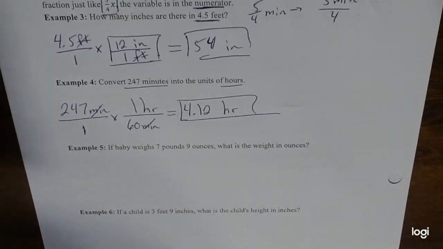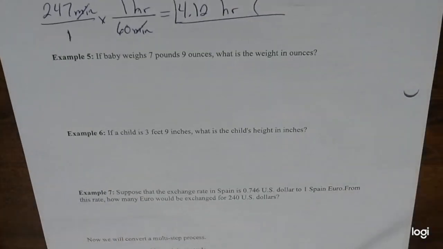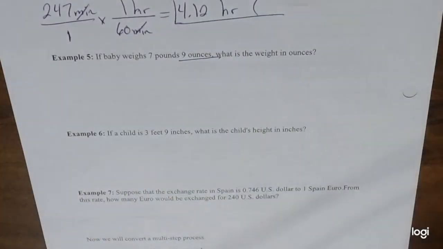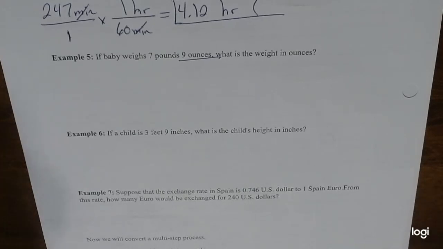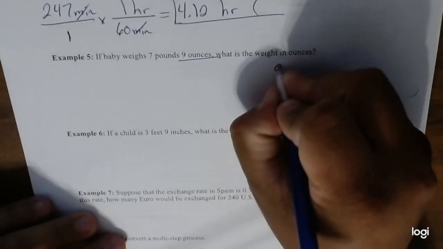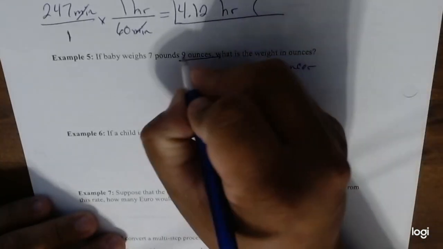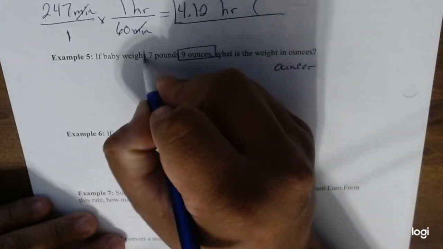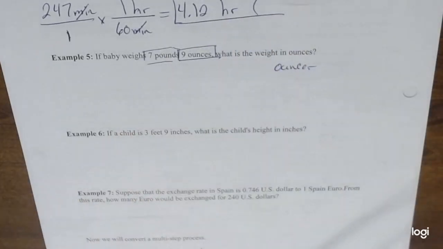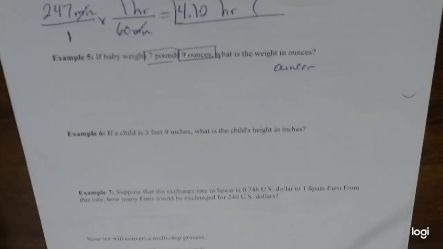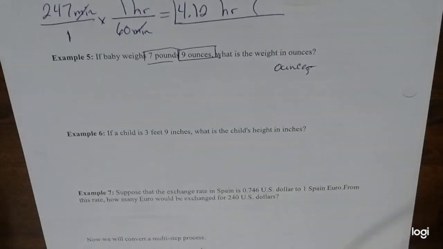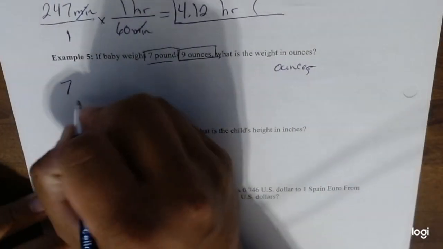All right, so the next one. This one's a little tricky. Actually, 5 and 6 are pretty tricky based off that. So you see you guys are paying attention when it comes to it. If a baby weighs 7 pounds, 9 ounces, what's the weight in ounces? Now, notice this is already in ounces, correct? However, pounds is not in ounces. So my goal is ounces total, right? We already have part of it. So essentially, all we have to do is convert 7 pounds to ounces, and then we're going to add the 9 ounces together.